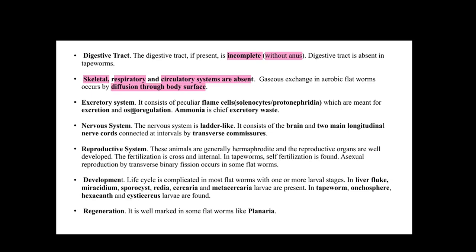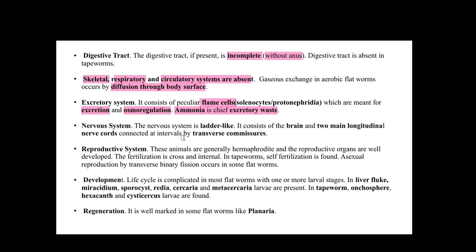Now the excretory system. Excretion takes place through the flame cells. Now mark this point that the flame cells are responsible not only for excretion but also for osmoregulation. Ammonia is the chief excretory waste in flatworms.